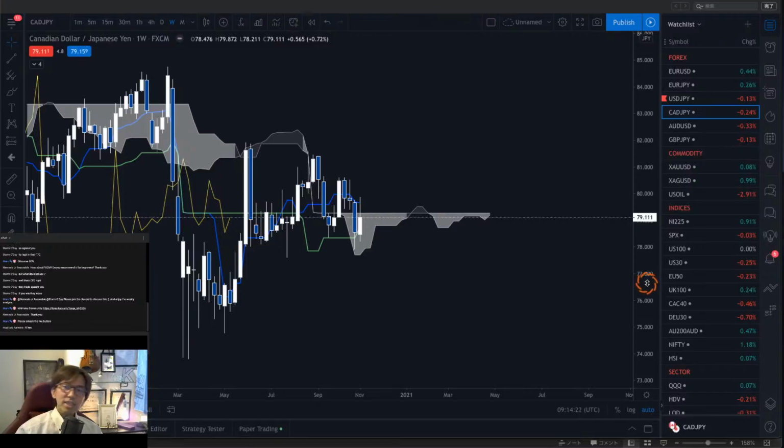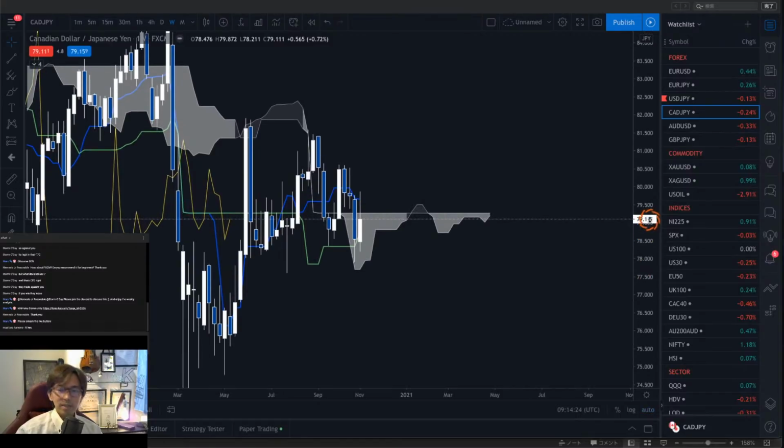Okay, CAD JPY weekly chart is flat, right? It's completely flat. As you can see visually, the Kumo's very thin and flat the whole time. Kijun Sen is technically pointing up, but itself is in the Kumo, and the market is actually in the Kumo here also. Chikou span is also very close to the candles. So this is not really a good timing to look for buy or sell.